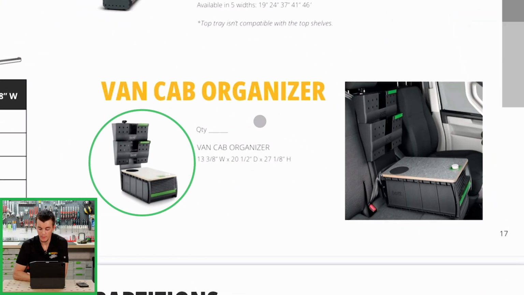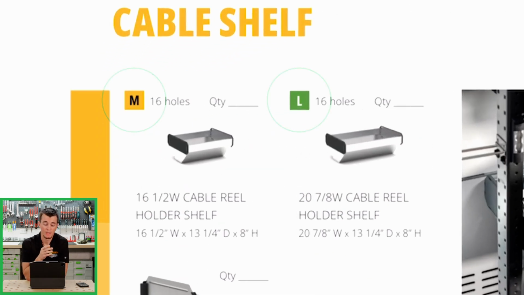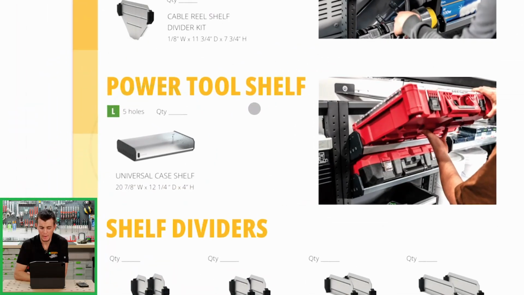We also see here the cab organizer. So again, universal item. If you have a bench seat in your van, this can sit in the cab itself. Next, we have cable reel shelves. So we have the cable reel shelf also in the M and the L footprint. For this one, you're going to need 16 holes of height. And this is great for holding spools of wire. We also have the power tool shelf here.